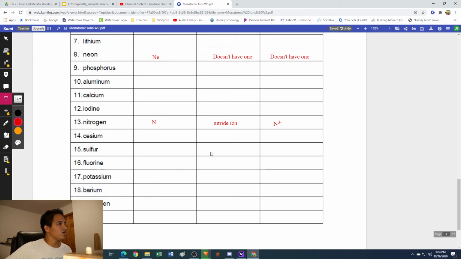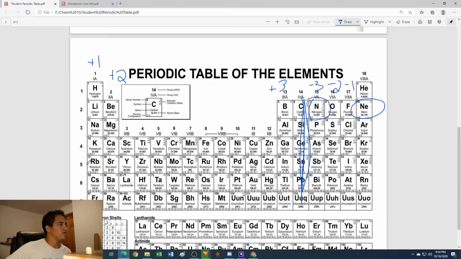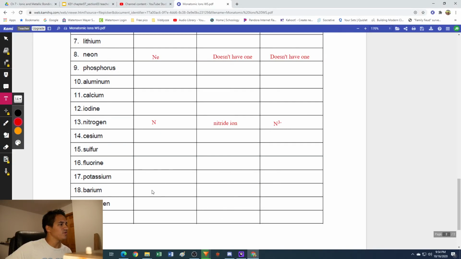All right, let's take a look at one more. Let's look at number 18, barium. So barium, let's find barium on the periodic table. Barium is right here. So it's in column 2, which means it will make a +2 charge. So barium symbol is Ba. The ion formula will be Ba with a 2+ on it. And as for the ion name, because it's a positive ion, we do not need to have the "ide" ending. We can just simply name it barium ion.